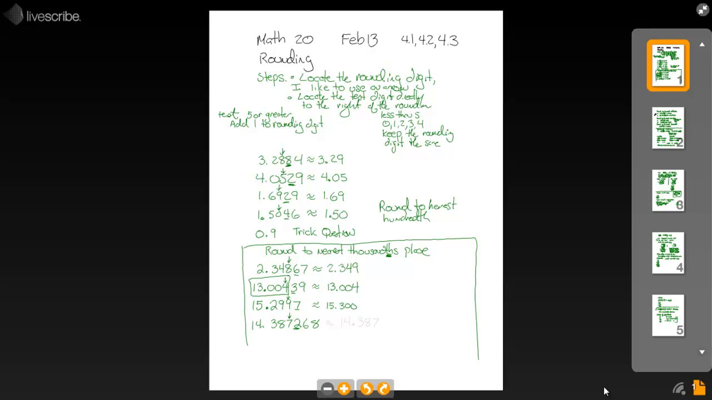Because the way I'd read this now is 15 and 300 thousandths. So I still say the word that I rounded it to. If you just said 15.3, you're fine. But I just want you to know it'd be preferred to say 15 and 300 thousandths. Anyway, we'll not get into that.